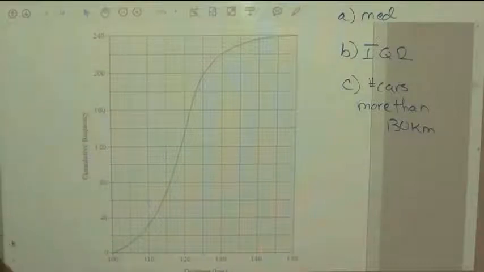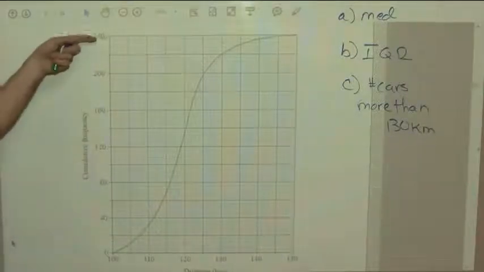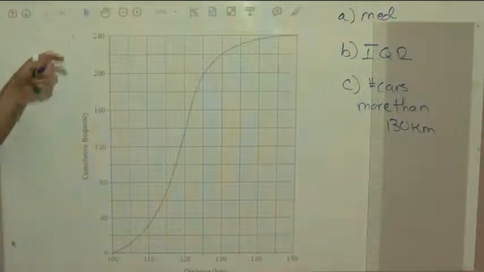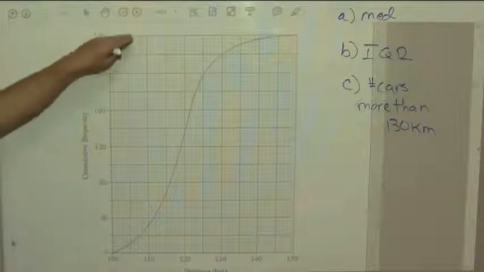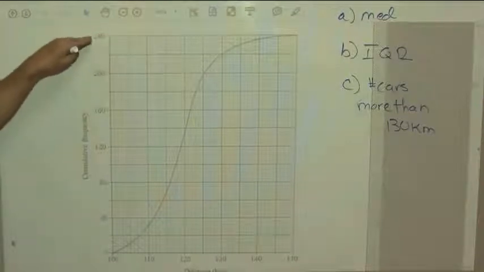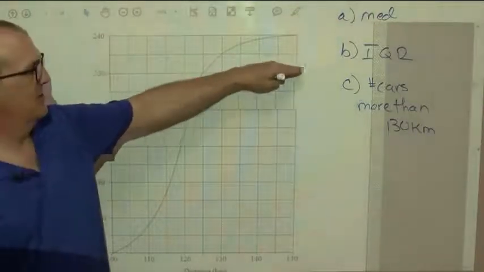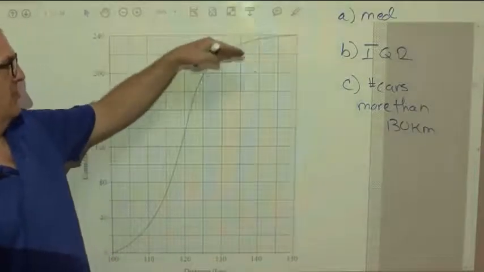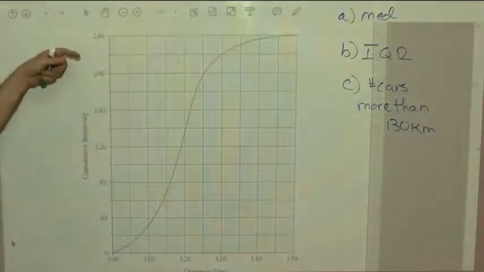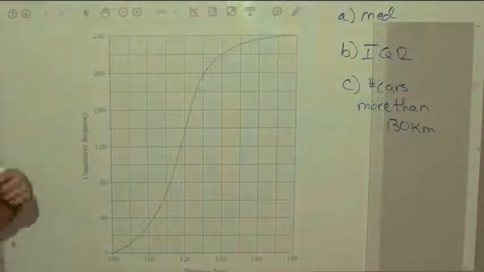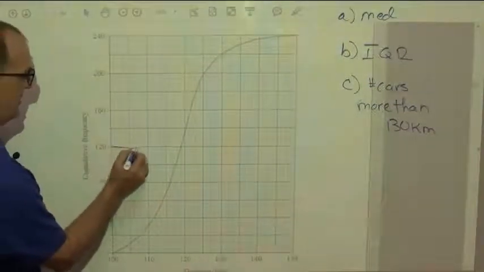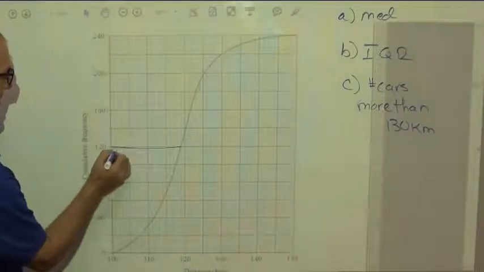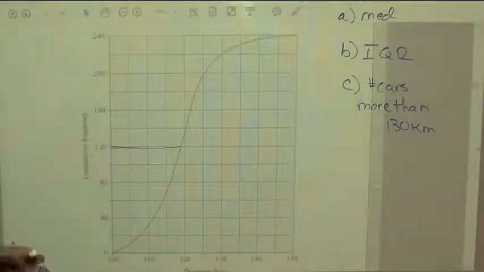Now we can just barely fit the graph into the screen, but the median, we have 240 total cars. That was from the statement. Don't always just assume it's the top number in the graph. Sometimes the graphs will flatten out before they reach this top number, but in this case 240 is the total number of cars. So the median is halfway of 240, which is 120.